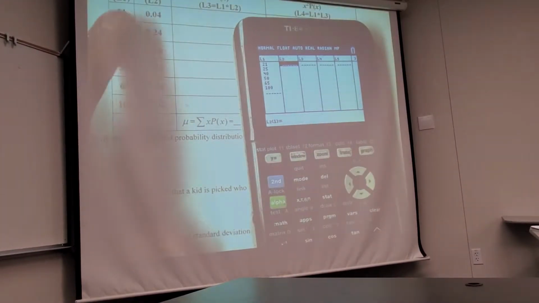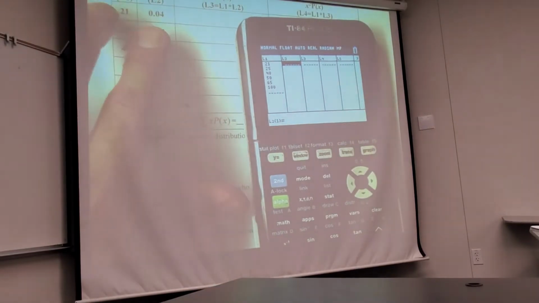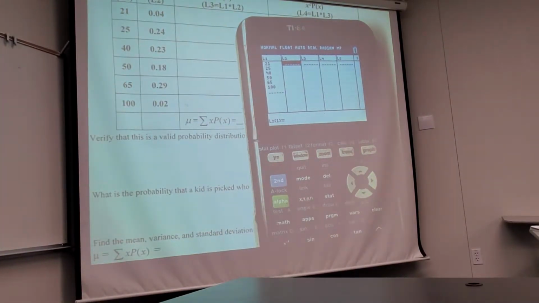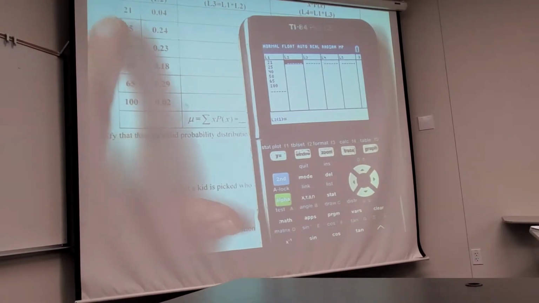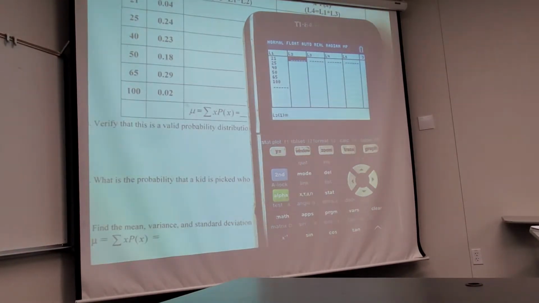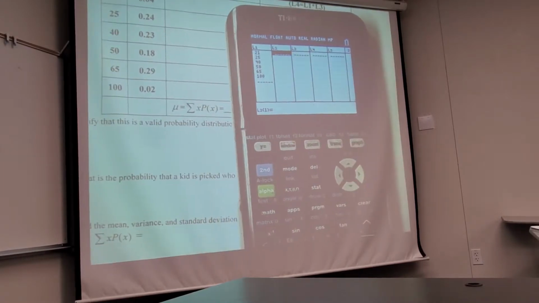Give you x's and p of x's. Together, that represents all the data. 4% on my list was 21. 24%, and so on. So together, they represent the data. So I got to put this in.